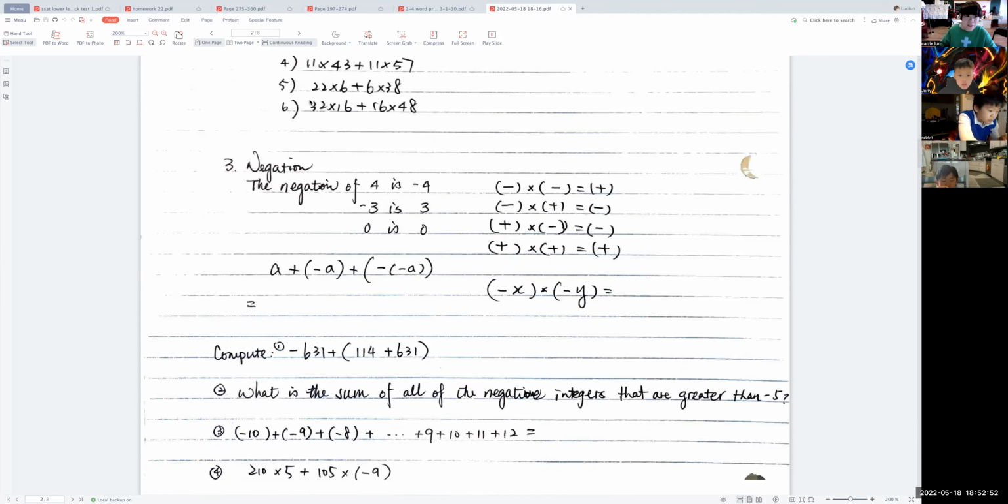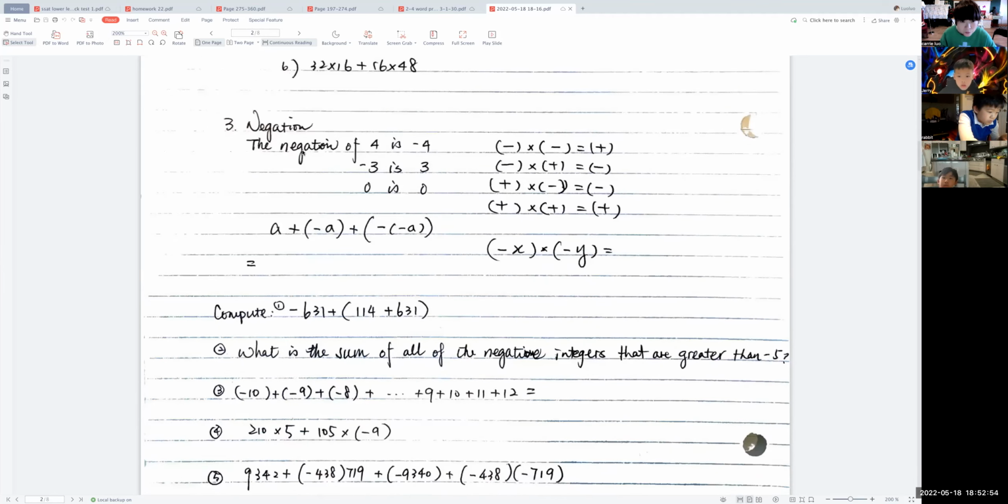So let's take a look at the negation, okay? So the negation of 4 is -4. So -3, of course, is 3. And 0 is 0. So -0 is still 0. And when we have negative times negative equals positive, negative times positive equals negative, positive times negative equals negative, and positive times positive is positive. So I want you to take a look at these two questions and give me the answer.